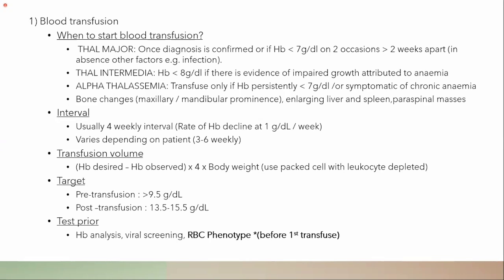Okay, the other point you need to remember is that for chronic anemias, you cannot transfuse too much at once. For example, a patient comes in with Hb of 4. You cannot immediately transfuse 10 mils per kilo or 20 mils per kilo. Why? The body has already compensated, and your constraint is on the heart. If you transfuse too much at the same time, you may cause heart failure.